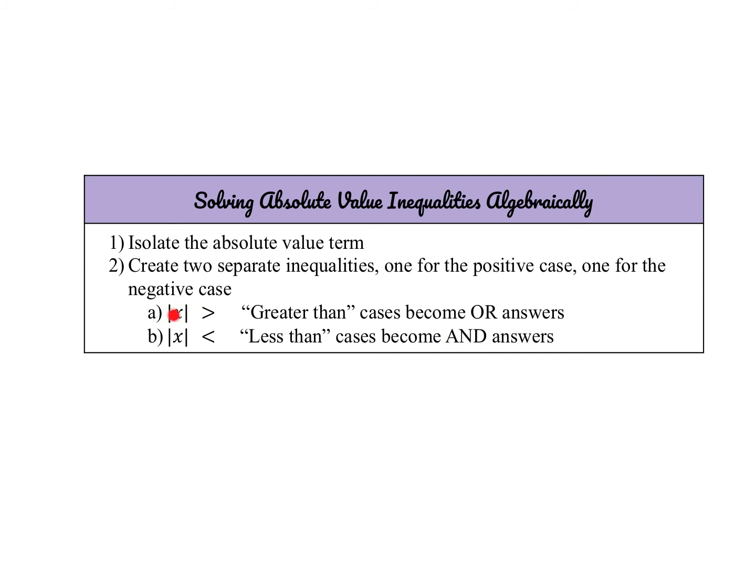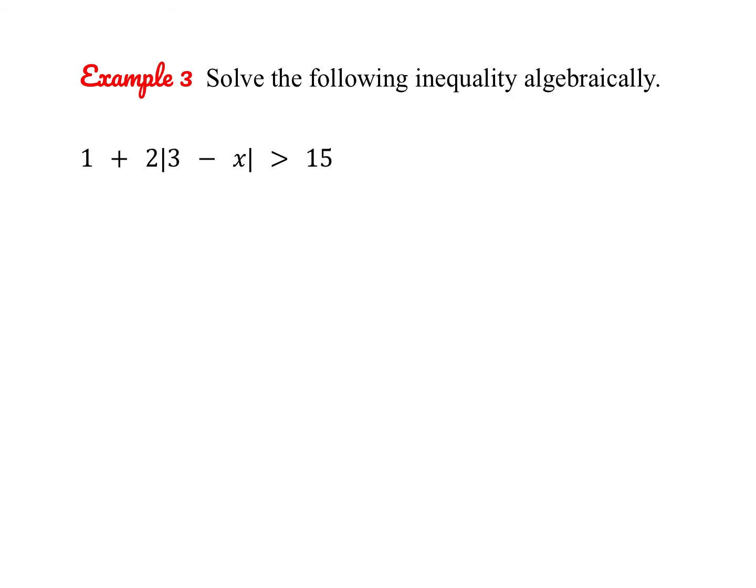So again, anytime you have your absolute value greater than, it's an or answer. Anytime it's less than, it's an and answer. And we'll talk about what that looks like in the next example. Okay, so let's try solving this algebraically. So again, let's start by isolating our absolute value symbol. So we can start by subtracting 1 from each side, and then we can divide each side by 2.